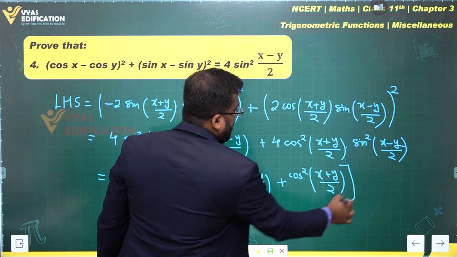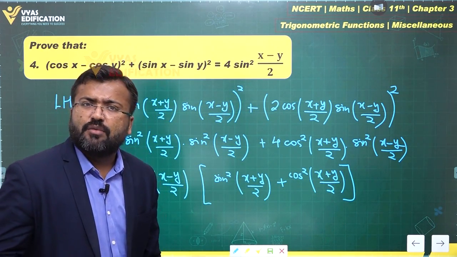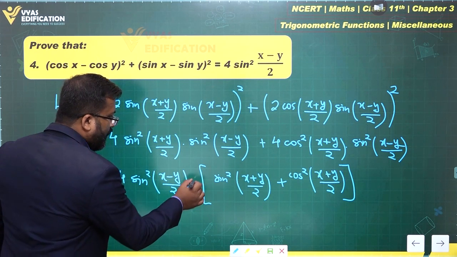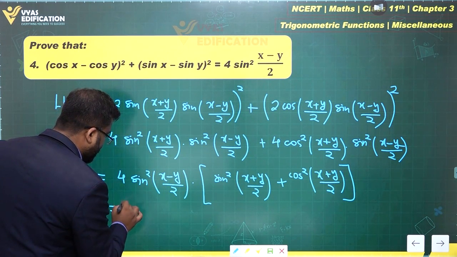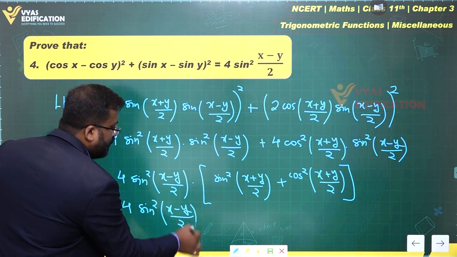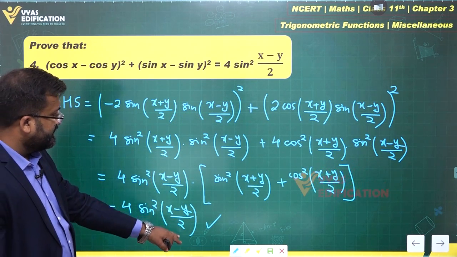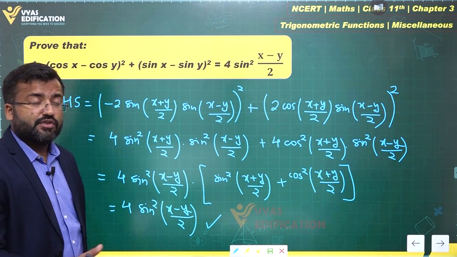Now what I observe is sine square theta plus cos square theta. These angles are same. Sine square theta plus cos square theta, simply 1. 1 is in the product, that will remain as it is. This is 4 times sine square (x minus y) by 2, and yes, this is my RHS. This is equal to right hand side. It's a complete proof for this question.